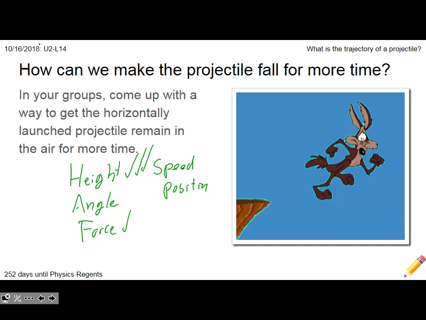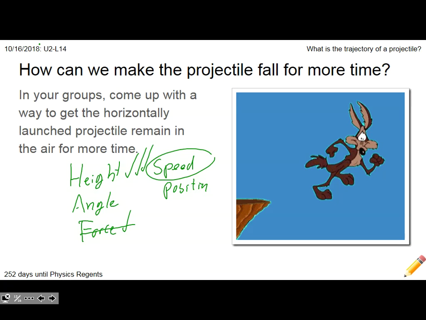The second thing is this idea of force. Once we're in free fall, the only force acting on it is gravity. Right? We're going to talk more about that in our next unit. So the force itself would have no effect. But I think I know what you want to say to me. You want to change what the speed is. Does the speed affect how much time it's in the air? It does not. We are in free fall the whole time.